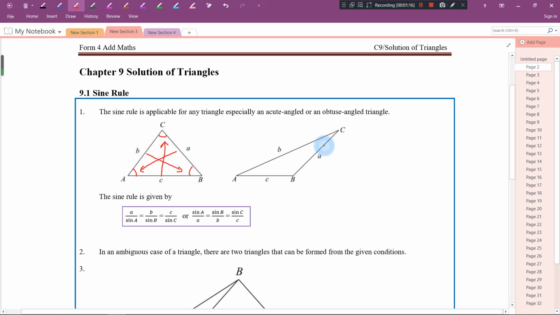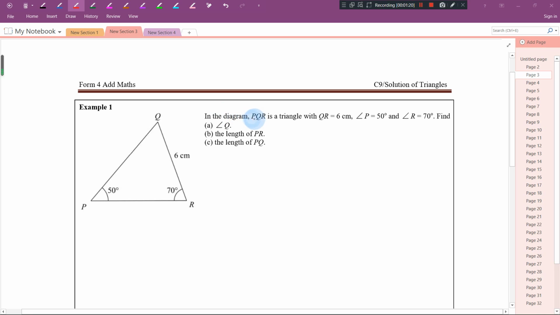Okay, now let's try a few examples. In the diagram, PQR is a triangle. So we have a triangle PQR. QR is equal to 6 centimeters. Angle P is equal to 50 degrees. Angle R is equal to 70 degrees. Find the angle Q. We want to find this angle.